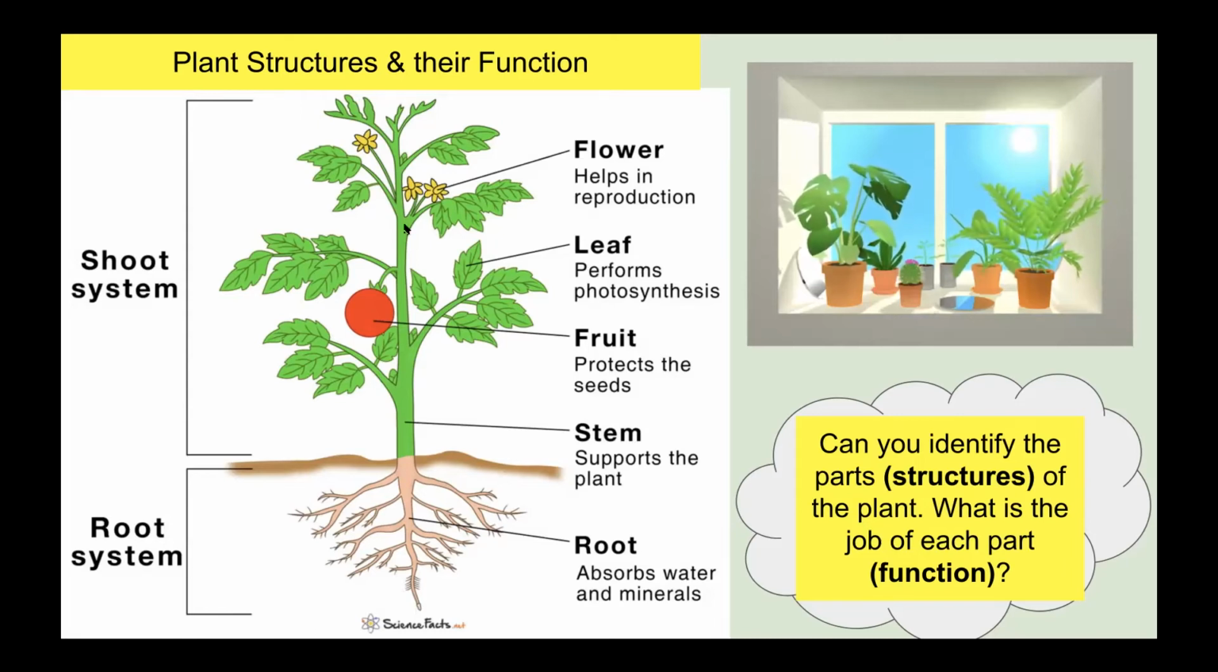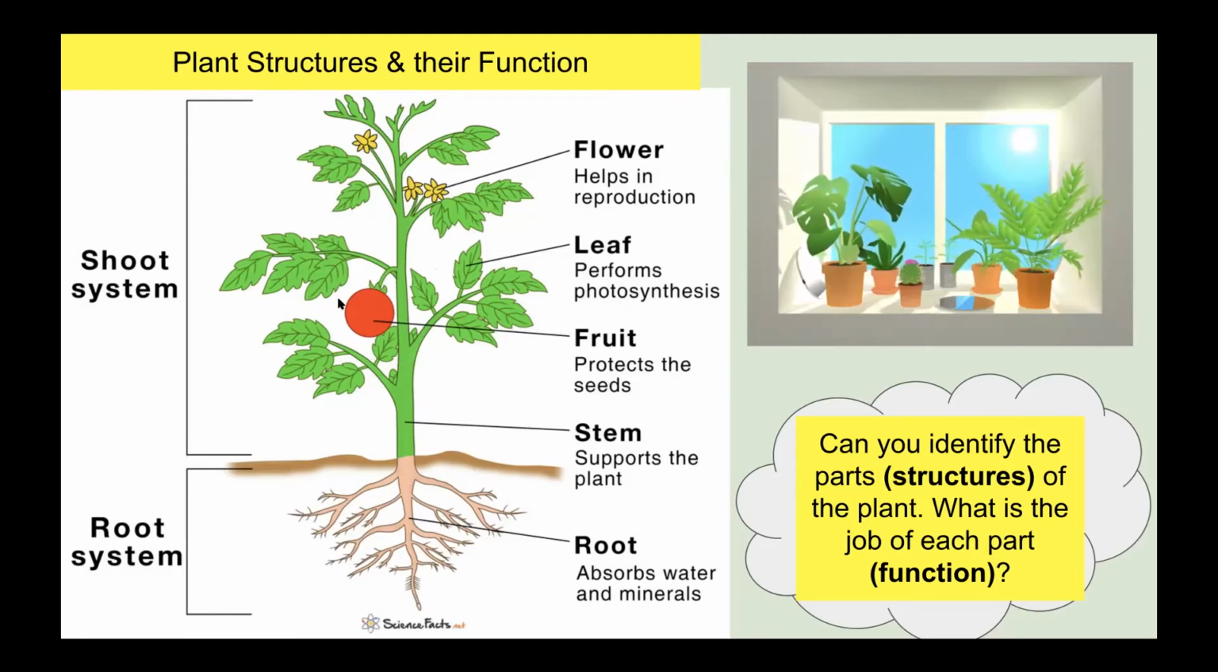From the root, we have that stem. The stem is also important. It supports the plant. So it's keeping that plant nice and tall and straight so that it doesn't fall or wilt over. It also has another function. The stem is also helping to transport water and nutrients to other parts of the plant.